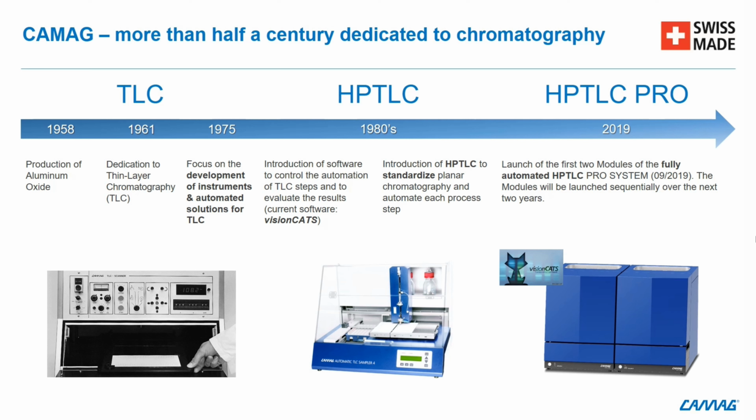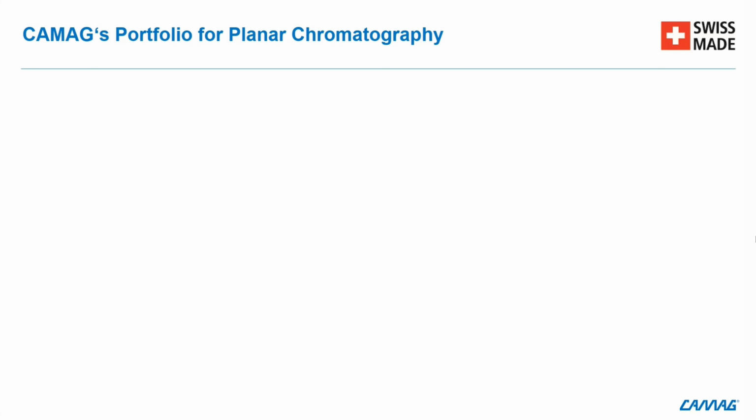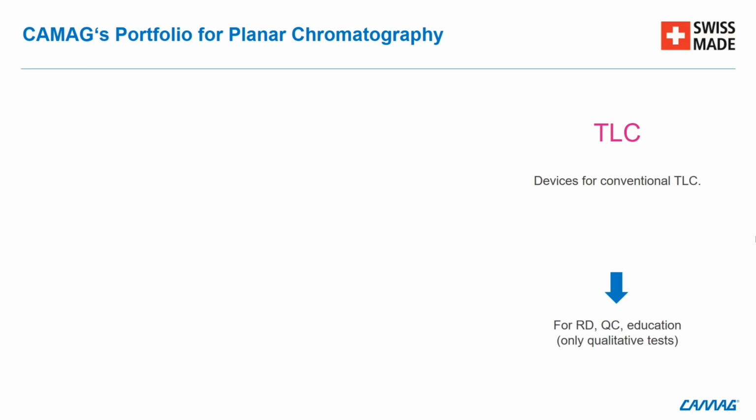Recently, we went one step further with the introduction of HPTLC Pro. This new system features a modular and fully automated workflow throughout all processes, which meets the standards and requirements of the modern laboratory. To meet your standards as precisely as possible, we created 3 segments in which we provide instrumentation, methods, and support. First, the conventional TLC that is used in thousands of laboratories around the world. TLC provides qualitative results, for example, to monitor processes during chemical synthesis.